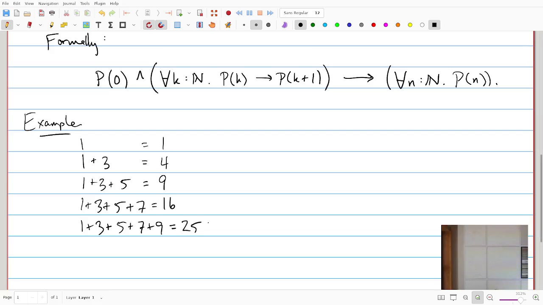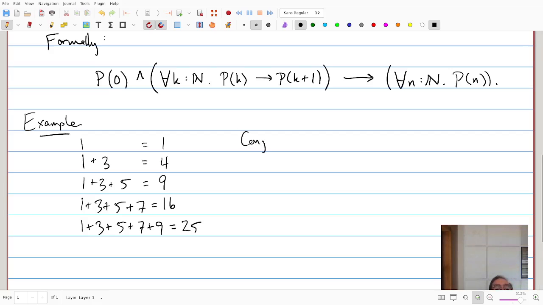So you might say, curious. Maybe this is always true. Maybe when you add up a bunch of odd numbers, you're always going to get the next square. And if that's true, that's something we would want to show, that all natural numbers have a certain property.